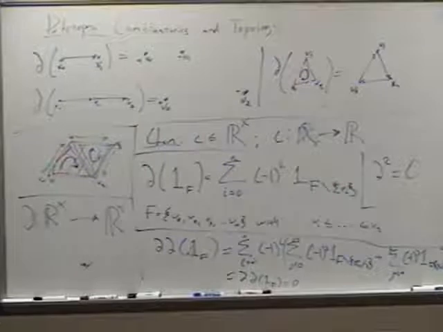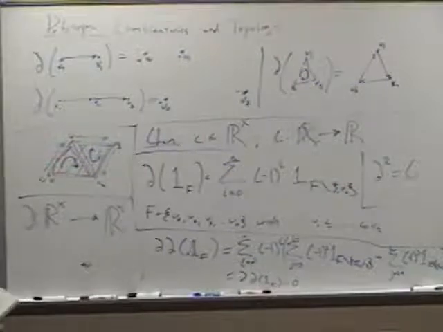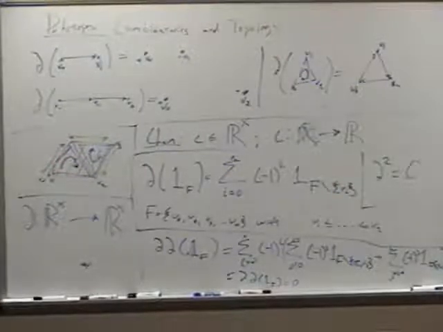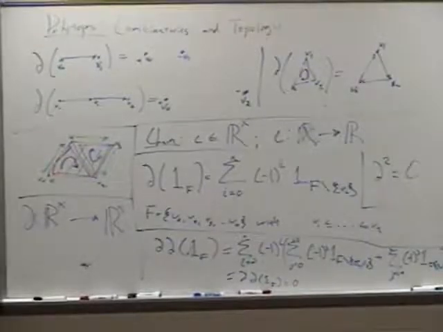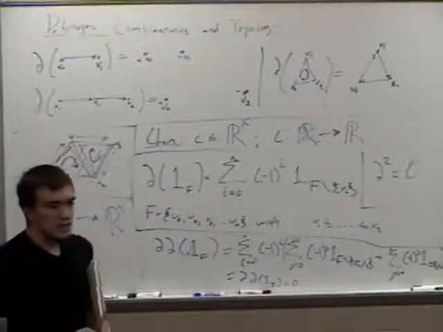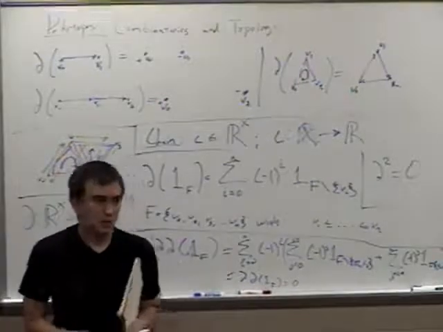So we have this linear function called the boundary operator. And, well, what do we know how to do with linear functions? We know how to compute their null space and their column space, right, or their image and kernel.